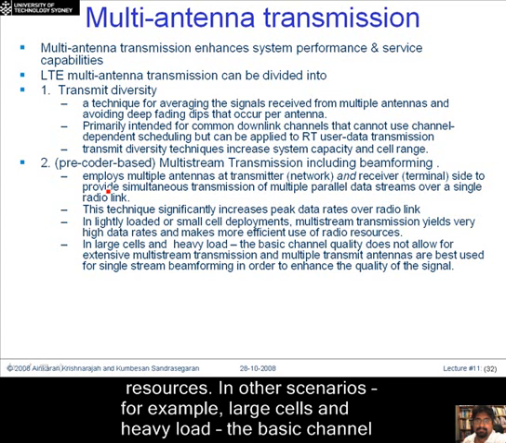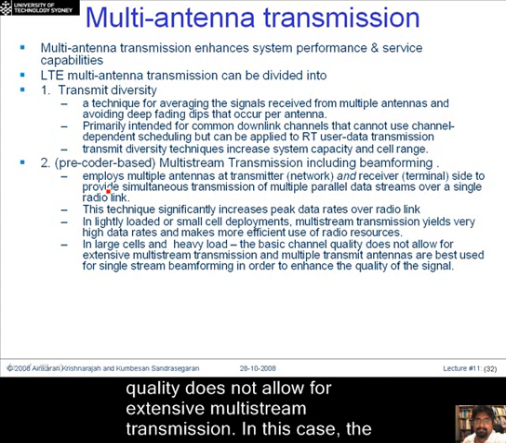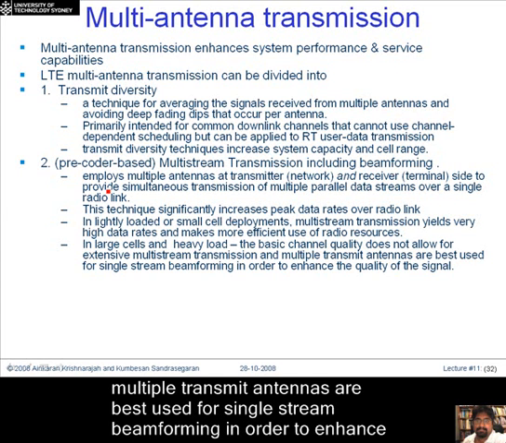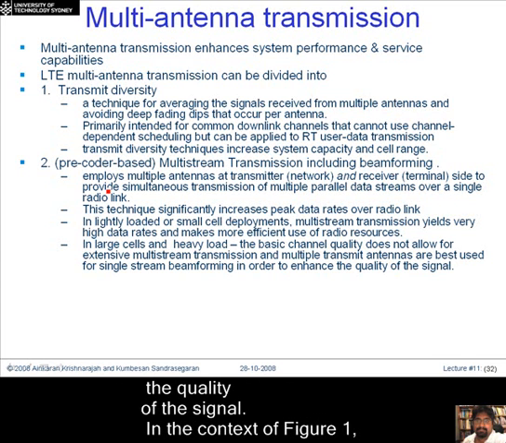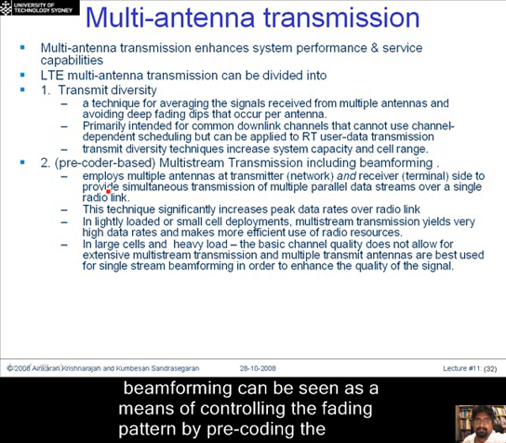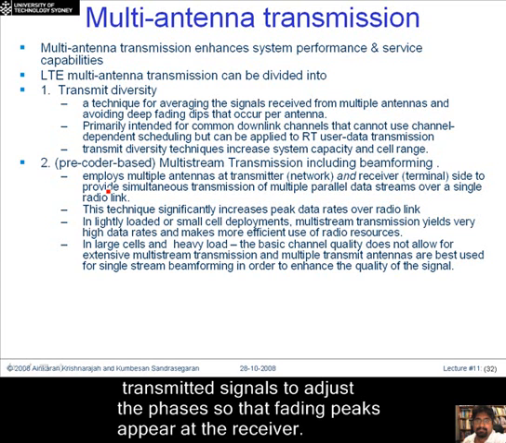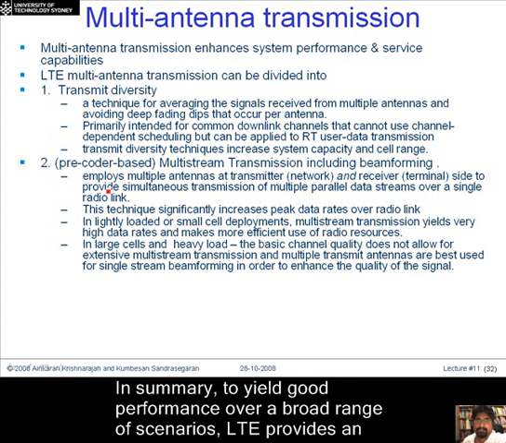Another possibility is called multi-stream transmission, including beamforming. Okay, so these are concepts that come from MIMO. So here what you're doing is you're employing multiple antennas at the transmitter and the receiver to provide simultaneous transmission of multiple parallel data streams over a single radio link. So say you've got 4 antennas at the transmitter and 4 antennas at the receiver, and you've got some data coming in. You take your data and divide it into parallel streams and transmit it across these 4 antennas.